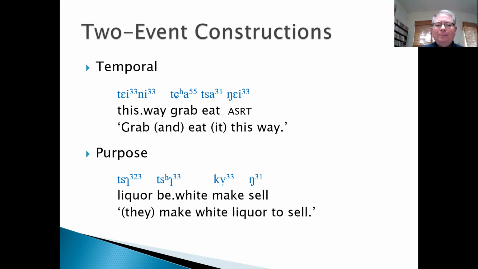In some cases, a serial verb construction will describe the purpose or the reason for an action. So that's what we see in the second example here. Gevung means to sell, gev means to make. In this case, they're making a certain kind of white liquor, and they're making it in order to sell. So a serial verb construction would be used in that case.